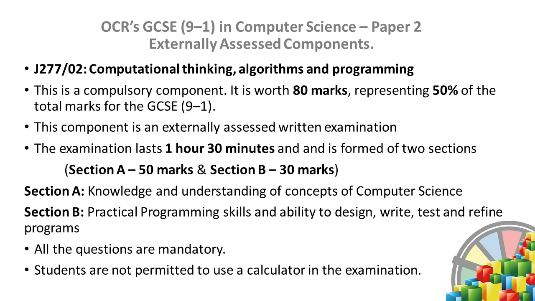This paper, however, has two sections. Section A, which is 50 marks, and Section B, which is 30 marks. Section A looks at the knowledge and understanding of the concepts of computer systems, and Section B looks at the practical programming skills and ability to design, write, test, and refine programs. All questions are mandatory. In other words, students are encouraged to answer all questions. And again, students are not permitted to use a calculator for this examination.